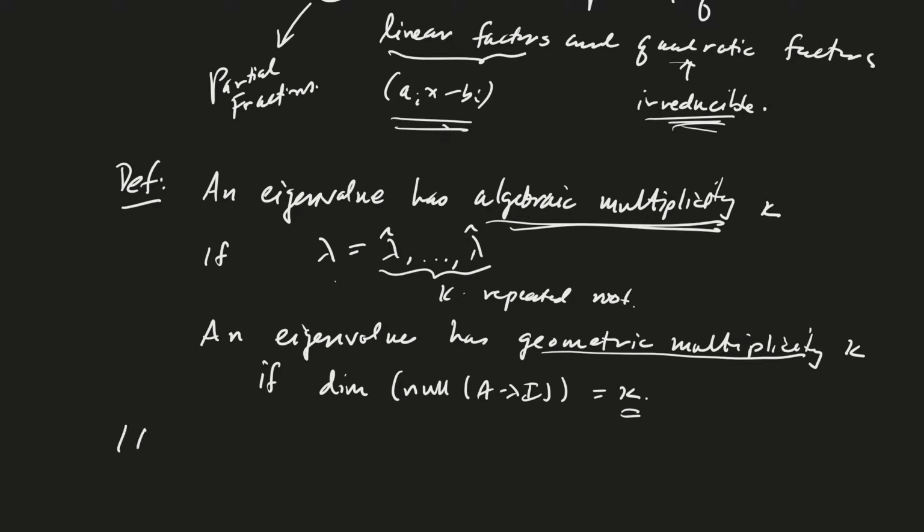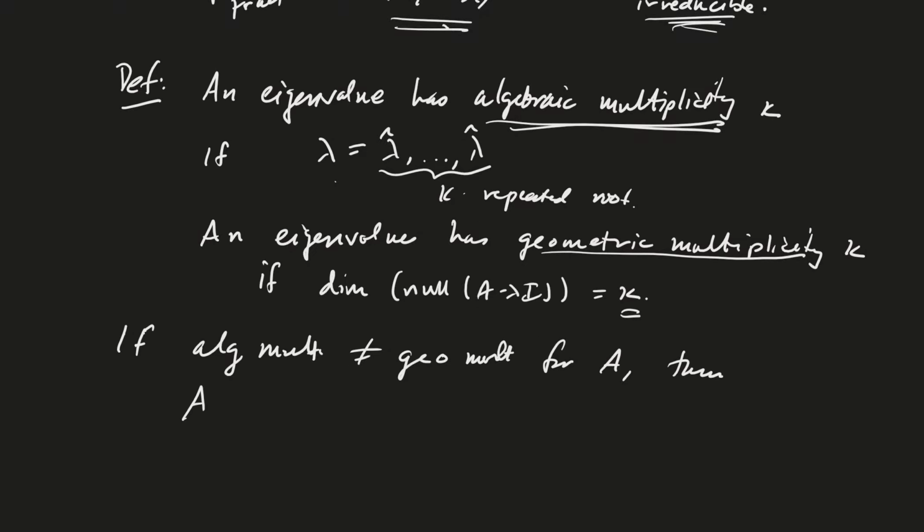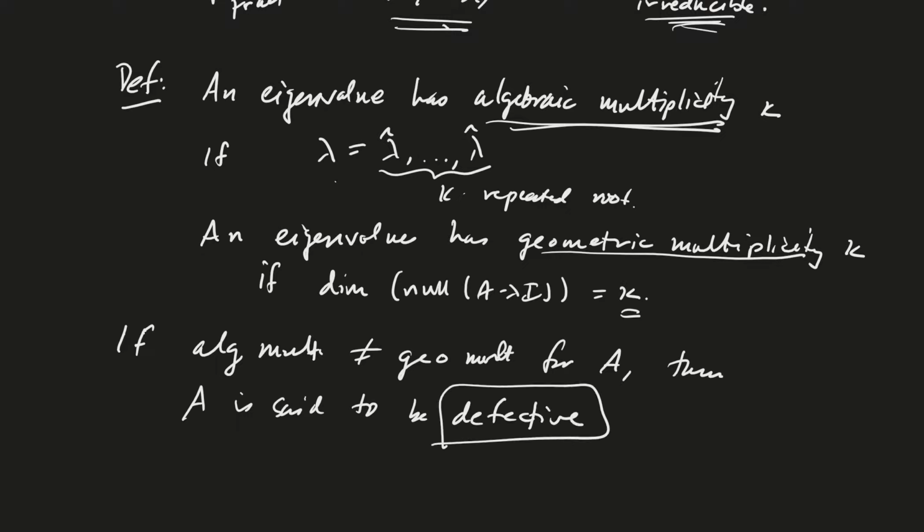And so if the algebraic multiplicity is not equal to the geometric multiplicity for matrix A, then matrix A is said to be defective. And defective is going to be bad in our case. Okay, so before we go any further, maybe we need to just remember the difference here between these two things.